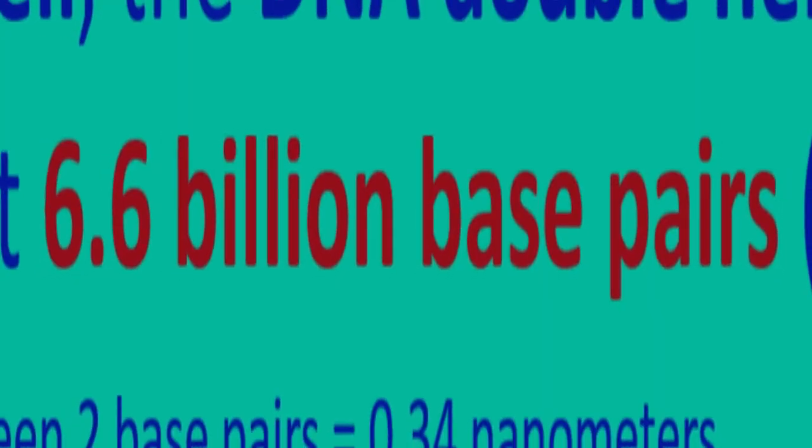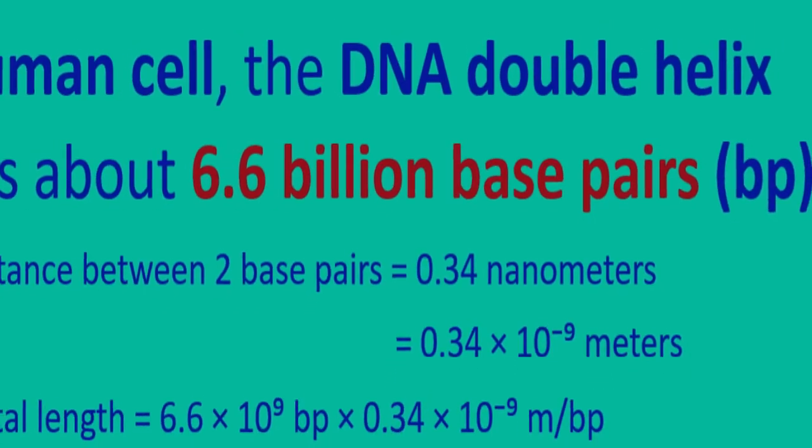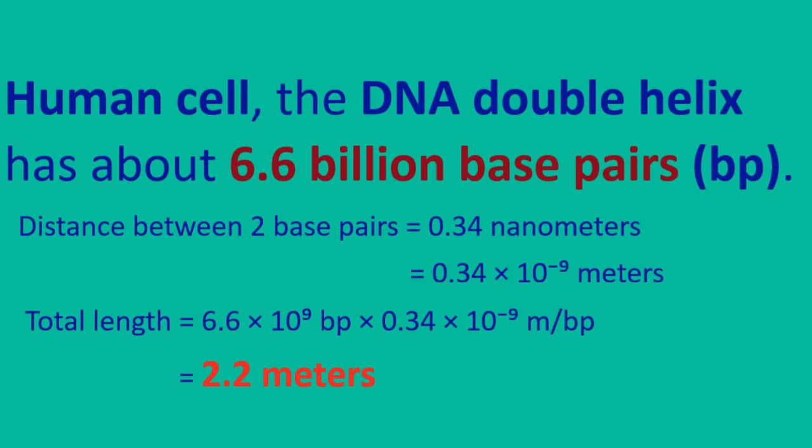Hello everyone. DNA is a very long molecule in a typical human cell. The DNA double helix has about 6.6 billion base pairs. Now let's do a simple calculation. The distance between two base pairs is about 0.34 nanometer.